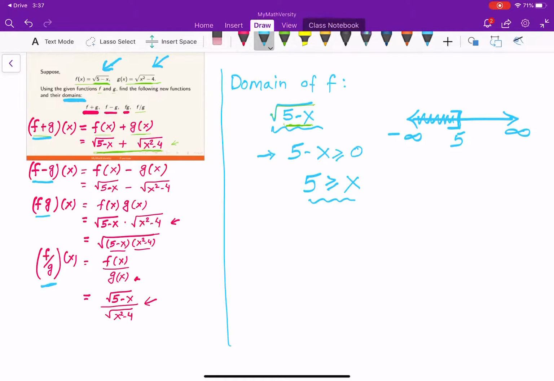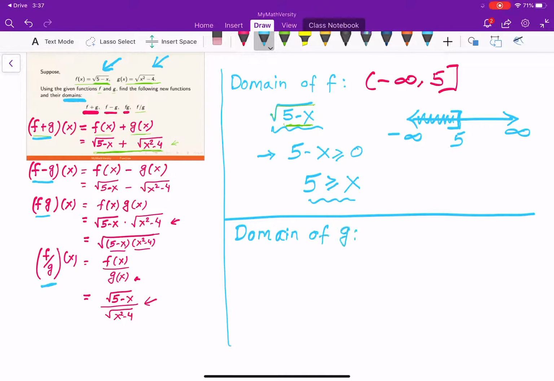So if you want to write that in interval notation, the domain of f will be negative infinity to 5, including 5, so we want to write the bracket there. Okay, so let's try to find in a similar way the domain of g. Domain of the function g.